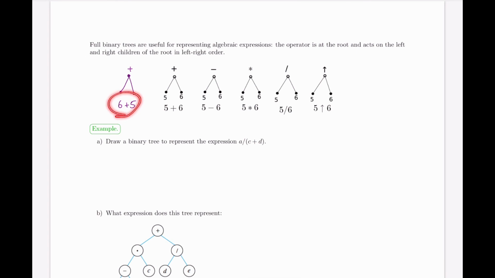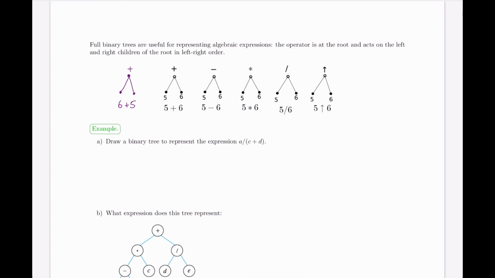Now, of course, in the plus, it doesn't matter, but in the minus, it already does. 5 minus 6 is represented by this tree. 6 minus 5 would have to be if the children were swapped. For some operations, the property is called commutative, when the left and the right child order doesn't matter, but for others, it of course does.